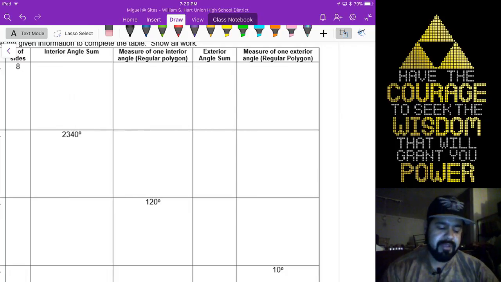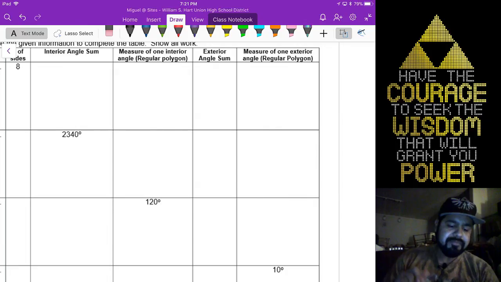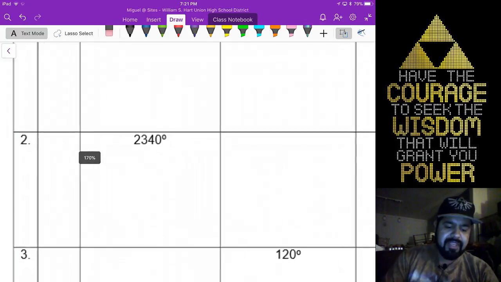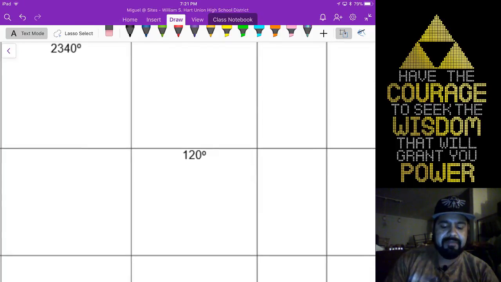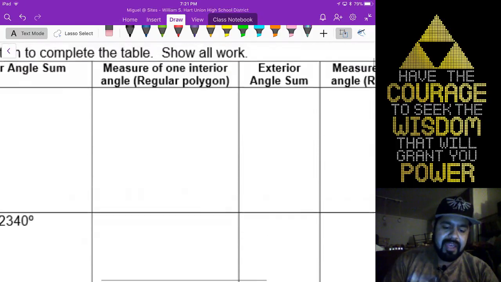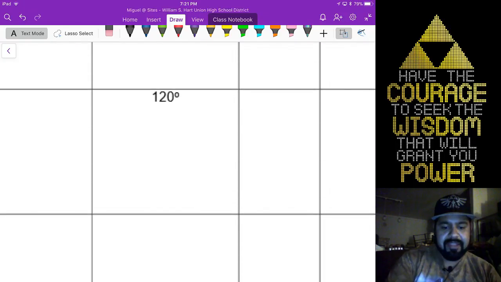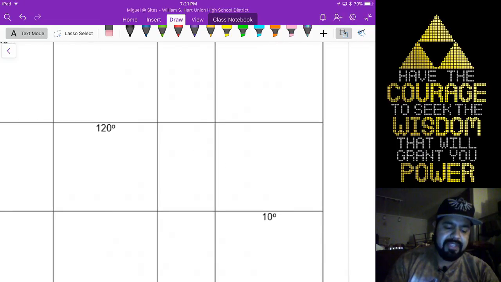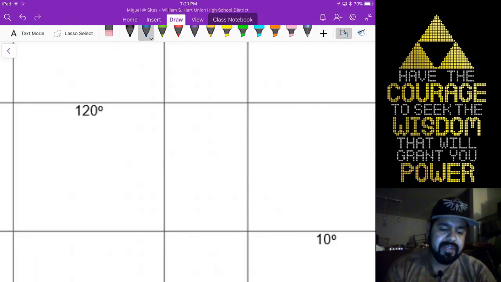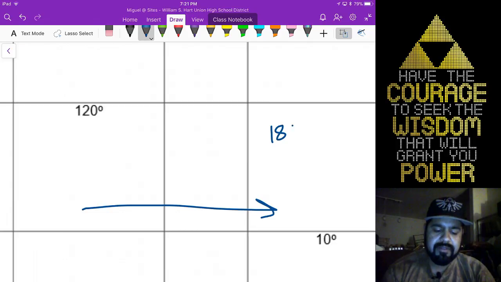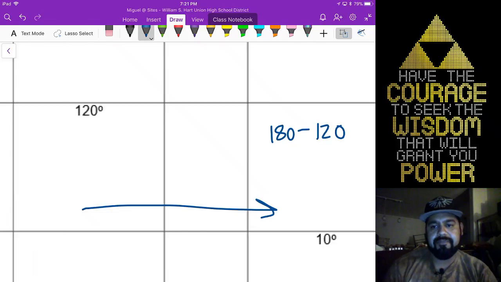Number 3 and 4. Okay. I got you, buddy. So check this out. You're given the interior angle sum first. Or sorry, that's not number 3. Ha, there's number 3. Measure of one interior angle. So with one interior angle, what you've got to remember is that there is a relationship between that and the exterior angle. So if I want to go from here to here, you can do 180 minus your 120, and that'll give you 60 degrees.